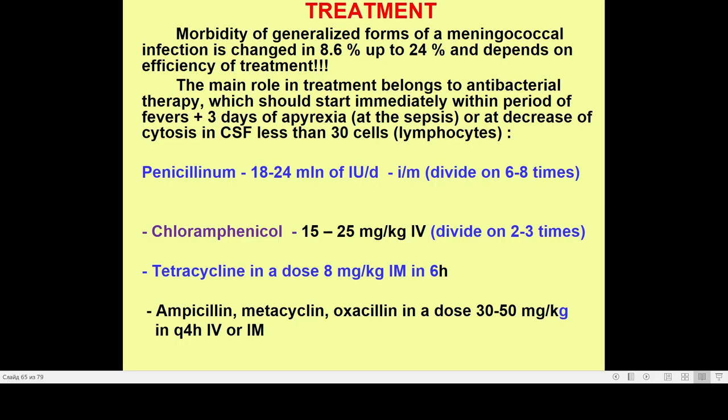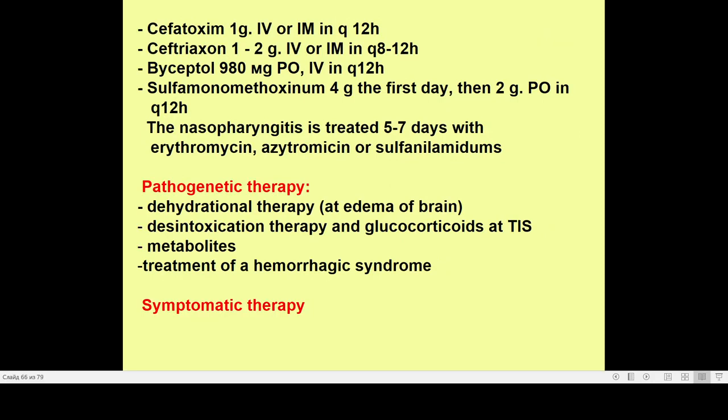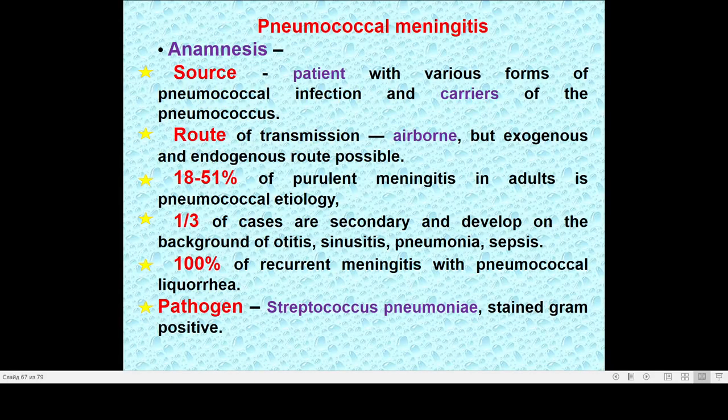Medicine of choice for meningococcal infection is usual penicillin. Reserve remedies are chloramphenicol, and ampicillin may be used, or, more often in English-speaking countries, cephalosporin of third generation, especially in combination with fluoroquinolones. Pathogenetic therapy, syndromal therapy includes dehydration, because in a lot of cases there will be suspicion of brain edema. Must be detoxification, use of glucocorticosteroids, treatment of hemorrhagic syndrome, and symptomatic therapy.